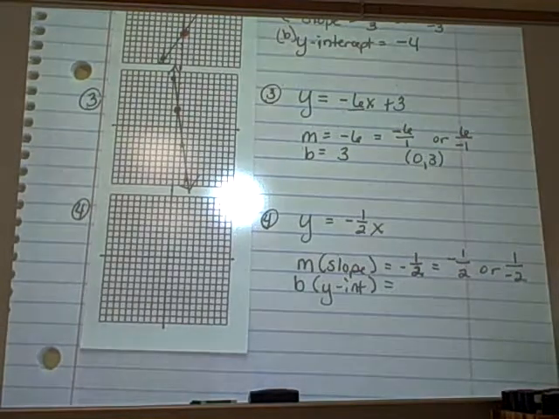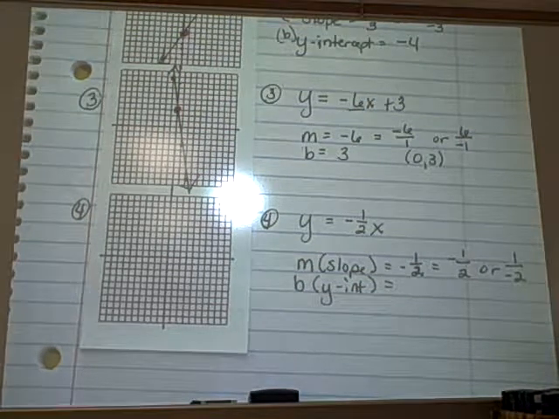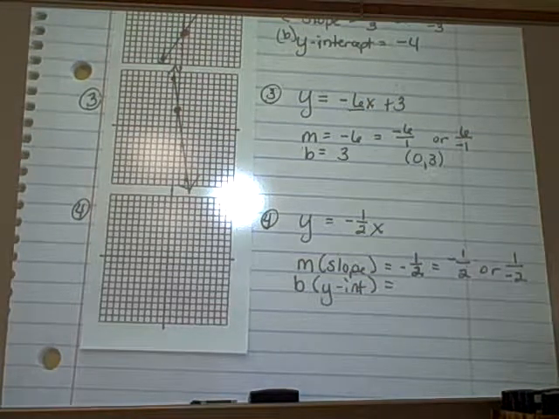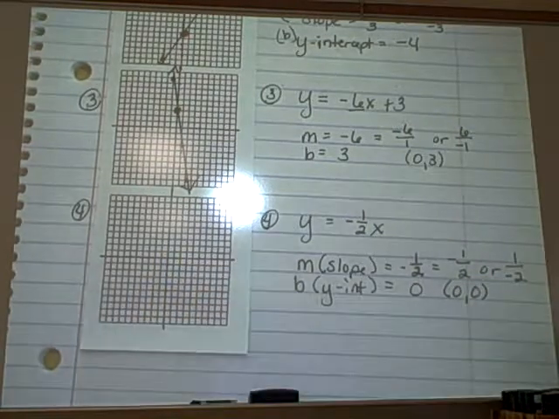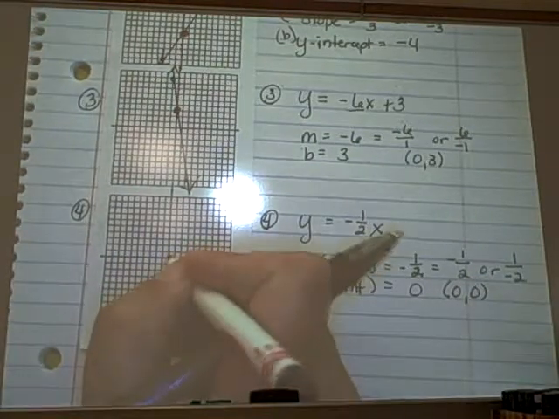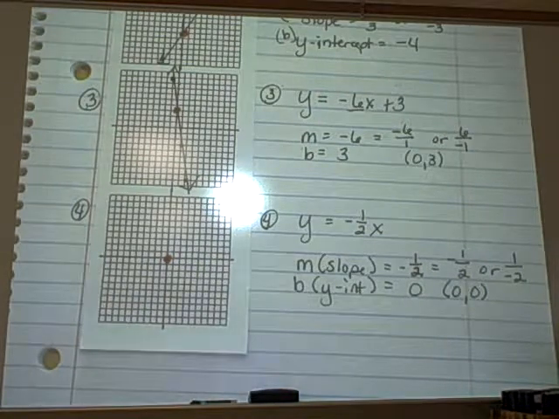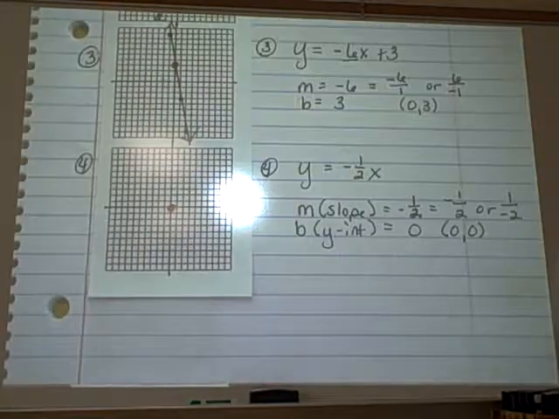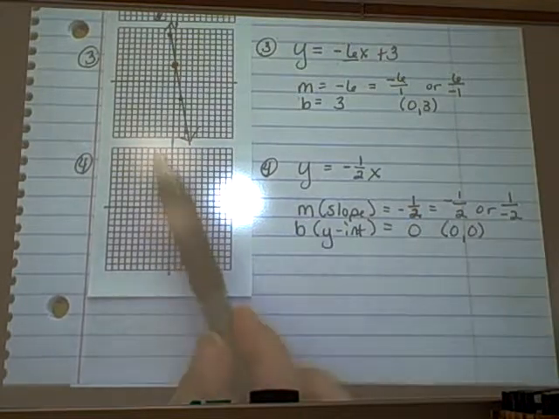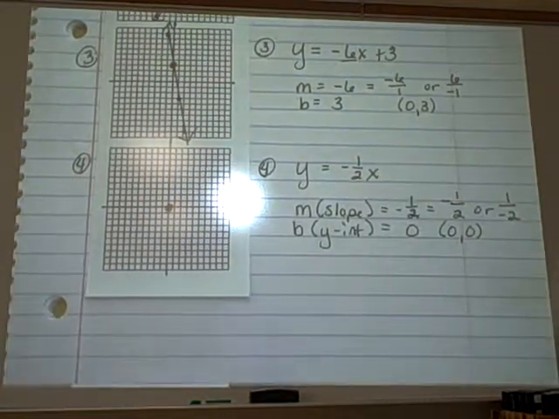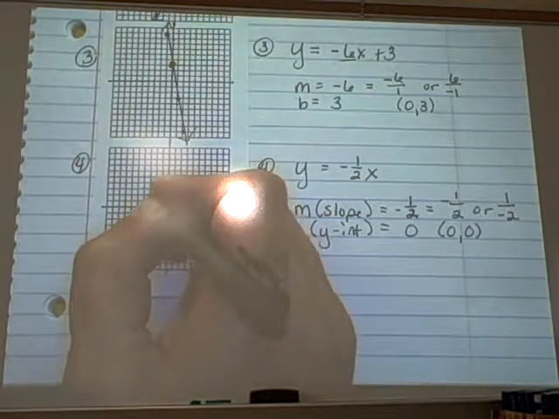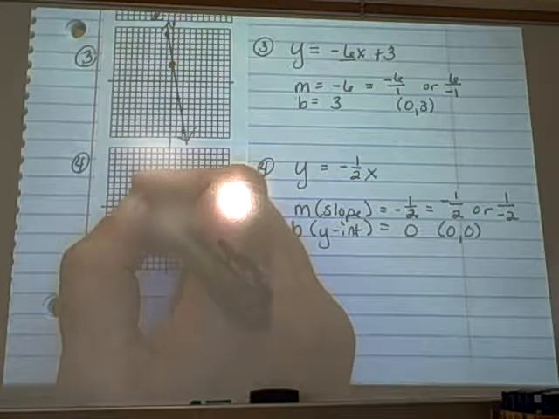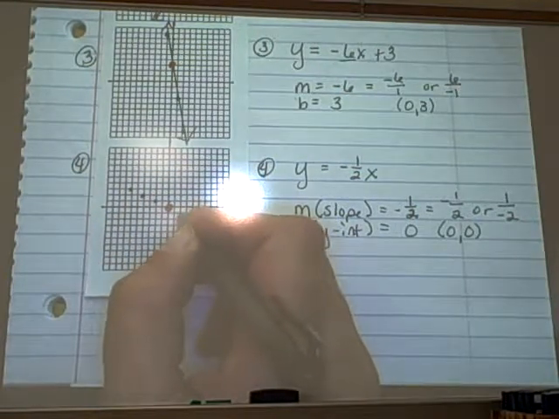What's my y-intercept? There's not one. So what does that mean it has to be? What does b have to be? B is 0. So this one's going to start at the origin, right in the middle. And from there, it's a negative slope, so it needs to lean this direction. And you know you're going up and down 1 and over 2. So if I go up 1 over 2, I'd have to go this way to make it negative. Or if I was going down 1 over 2, I'd have to go this way to make it negative.